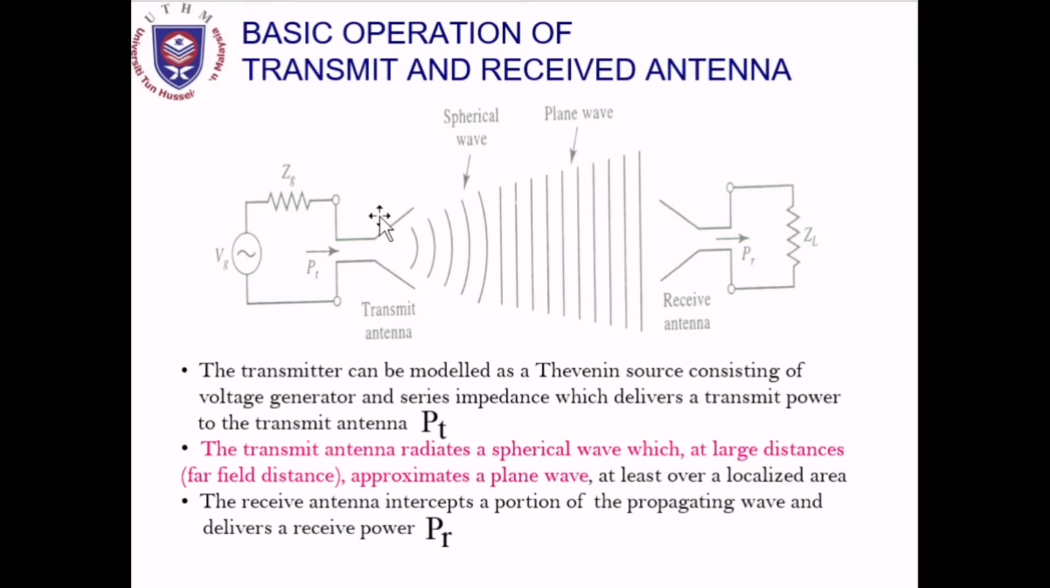At the near field region, which is at this region here, we have a spherical wave. However, at the far field region, starting from this point here, it becomes a plane wave. So the receiving antenna will receive the plane wave electromagnetic signal.